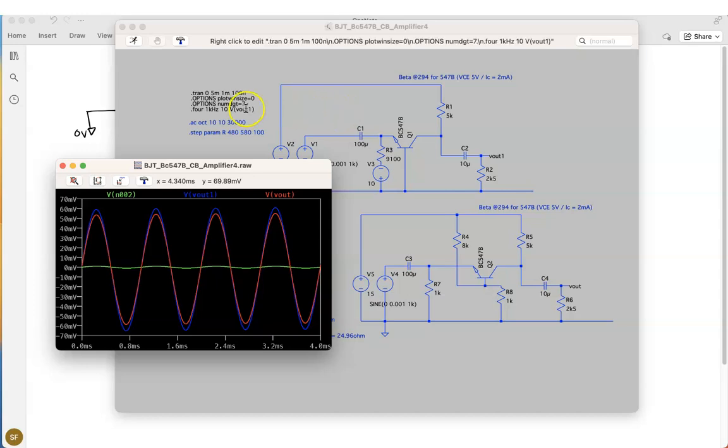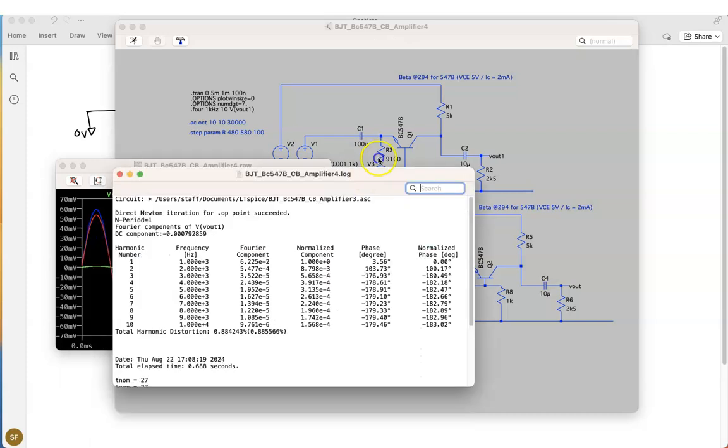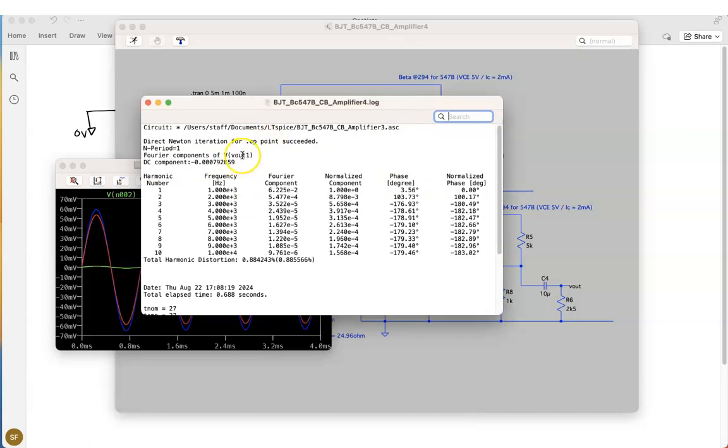Let's have a look. So V out 1, look at the distortion of the amp. So Spice error log. This is the THD looking at V out 1, and we get a THD of 0.88%. Not cracking, but not bad, I suppose.